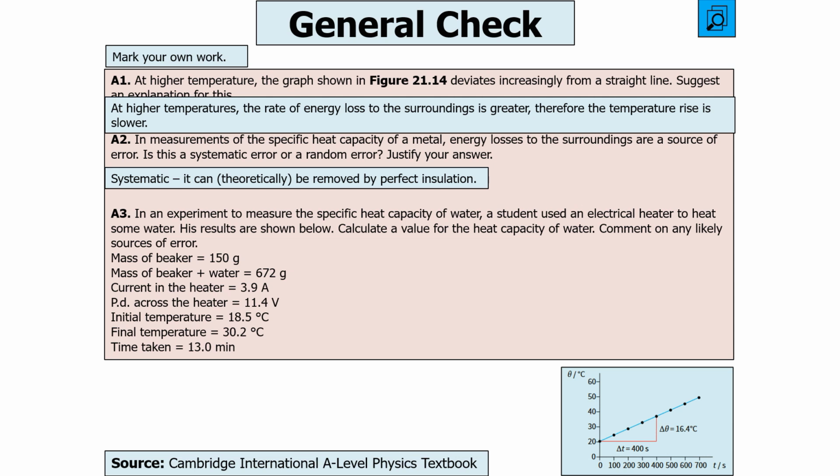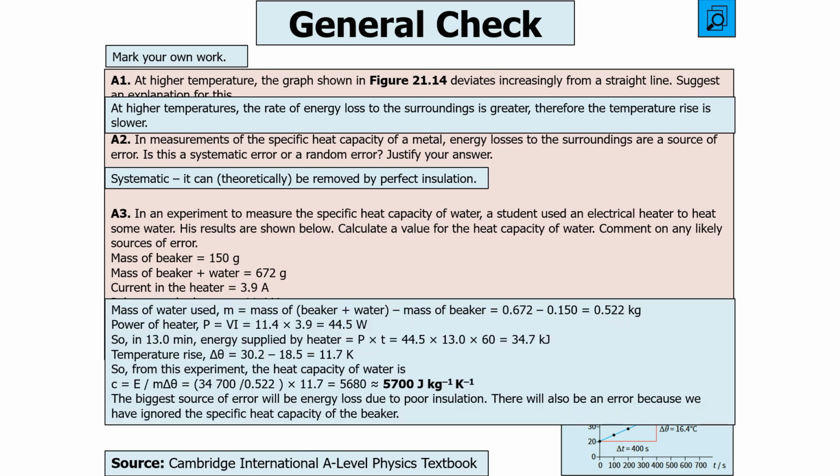Now in this next one, the first thing we can do is work out the mass of the water by doing the mass of the beaker and the water take away the mass of the beaker, so we therefore get 0.522 when you work through your answer, in kilograms. We can then say power is P equals VI, because we've got current and potential difference, so it's 44.5 watts. In 13 minutes, you can work out the energy supplied by doing E equals power times time. Convert our 13 minutes into seconds, so we get 34.7 kilojoules.